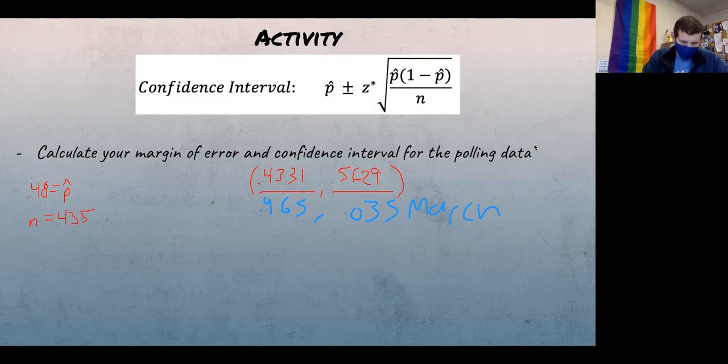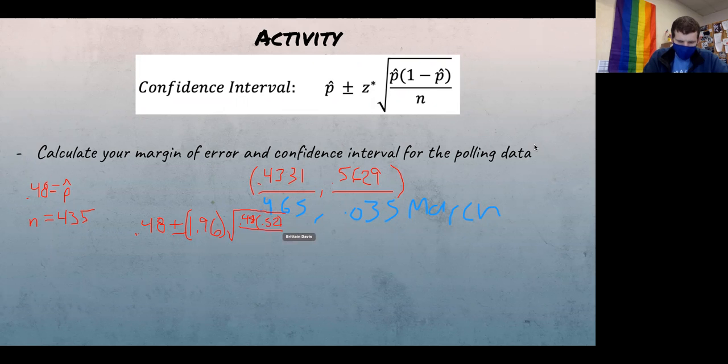So my p hat is 0.48 plus or minus. And notice I'm actually just substituting into that formula right now, so it's going to follow that format. My z star, because it's a 95% confidence level, is going to be 1.96. And now it's just the standard error calculation. That's going to be 0.48, which is p hat, times 1 minus p hat, which is 0.52.